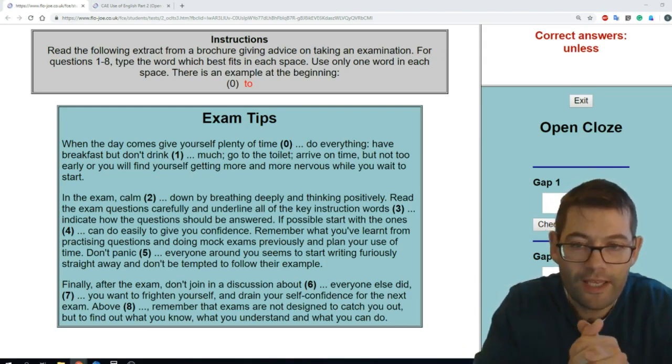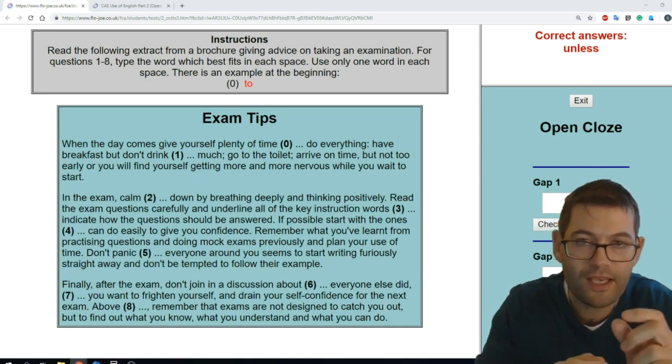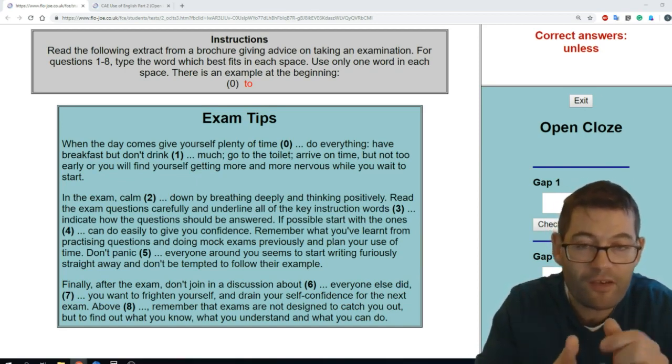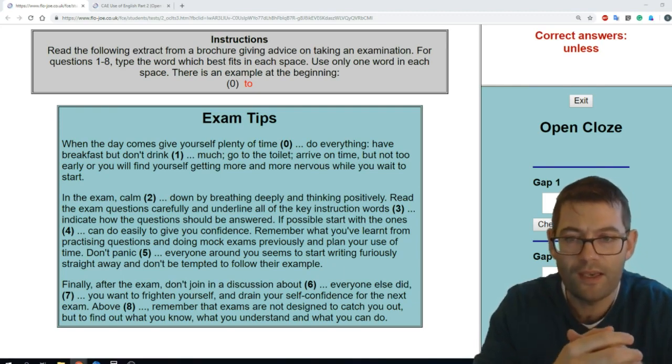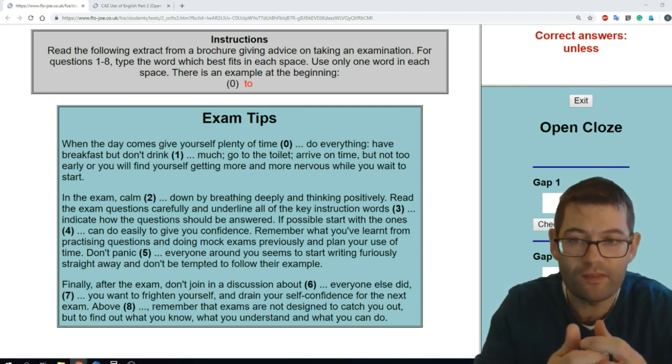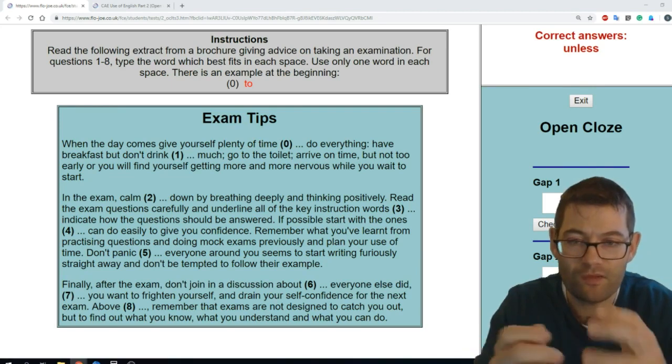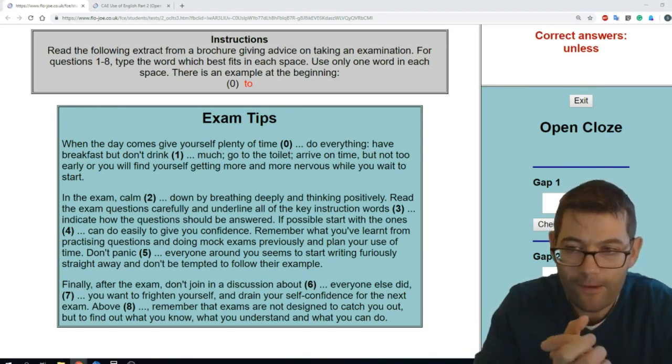Just the example here, after plenty of time, we have to use the full infinitive. So we can't just say plenty of time, do everything. Do in this case would just be what we know as the bare infinitive or the naked infinitive, but we need the full infinitive after plenty of time. So the plenty of time to do everything.